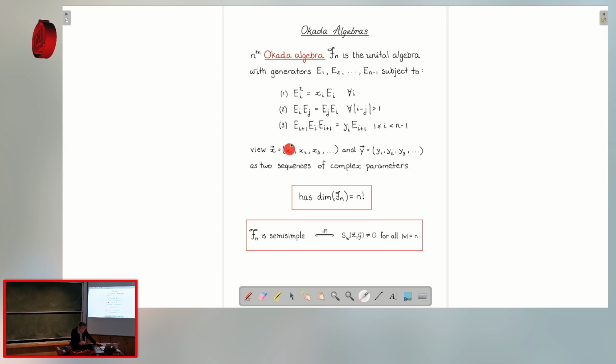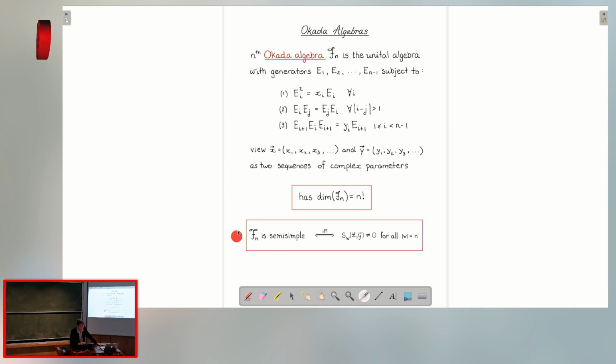Now we want to think of the x's and the y's really as some complex numbers that we've chosen. These generators will typically commute as long as the indices are far enough apart. And if they're neighboring, we get this triple relation, which involves the y parameter. And then, it's the result of Okada: this algebra has, just by virtue of the one differential property of the Young Fibonacci lattice, dimension n factorial.